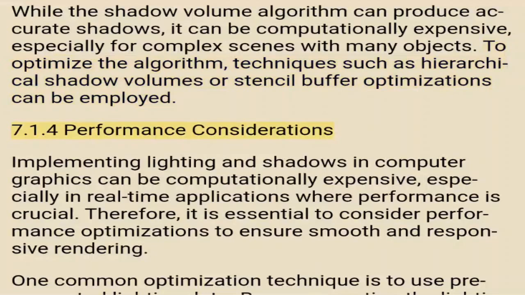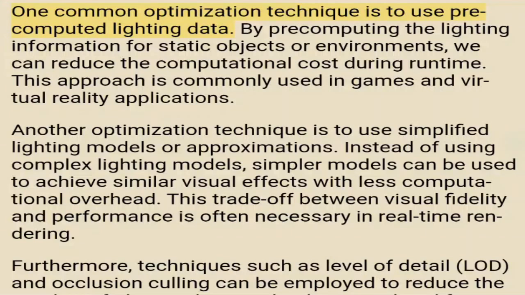7.1.4 Performance considerations. Implementing lighting and shadows in computer graphics can be computationally expensive, especially in real-time applications where performance is crucial. Therefore, it is essential to consider performance optimizations to ensure smooth and responsive rendering. One common optimization technique is to use pre-computed lighting data. By pre-computing the lighting information for static objects or environments, we can reduce the computational cost during runtime. This approach is commonly used in games and virtual reality applications.